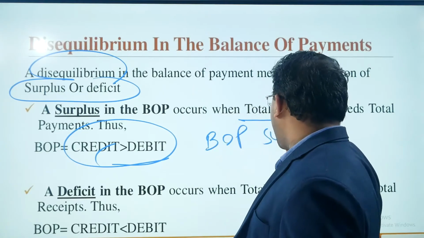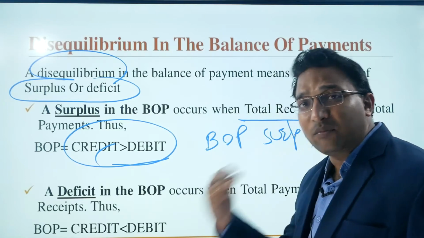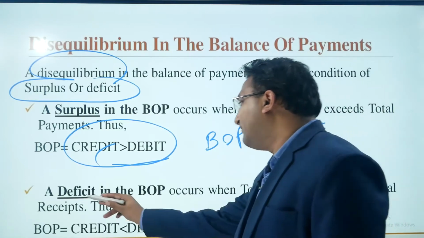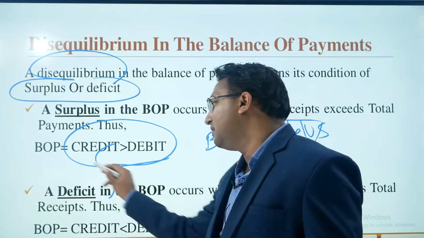So friends, I am repeating the same thing from different perspectives so that in examination, if you find any type of question, you can solve that. A deficit in the BOP occurs when total payments exceed the total receipts. So this is basically BOP deficit.